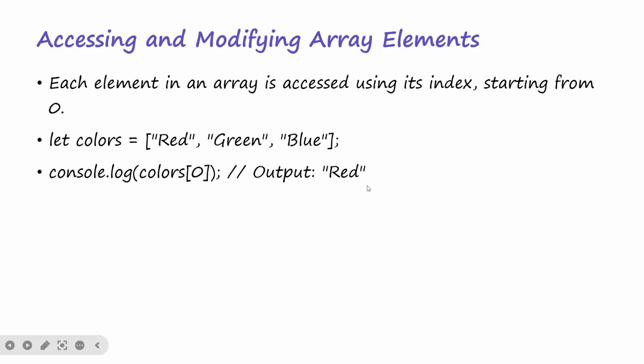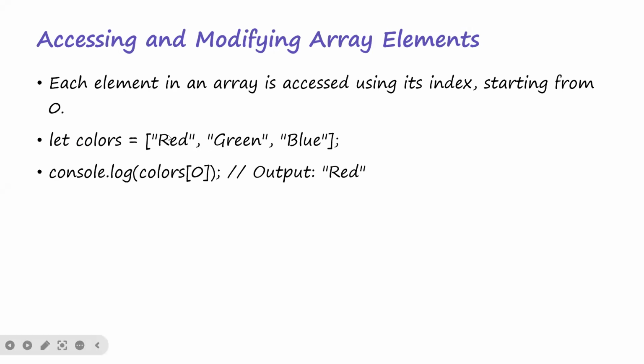If you want to access the first item, you use the index 0, not 1. It doesn't start from 1, it starts from 0. So red is in the position of 0, that's index 0. Green's index is 1, and blue's index is 2. But the length is 1, 2, 3. You have to make sure you understand this.